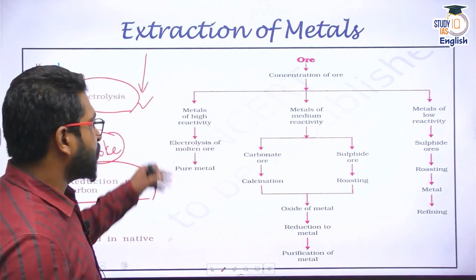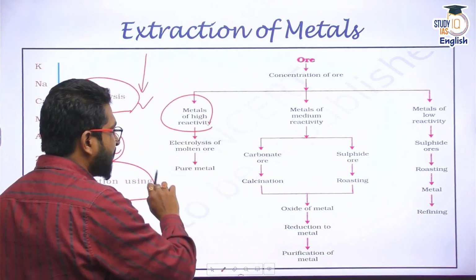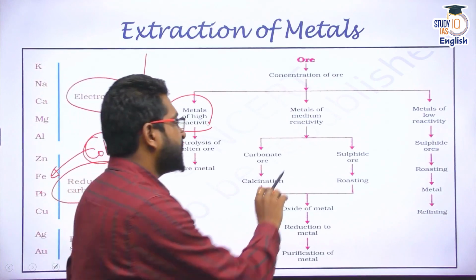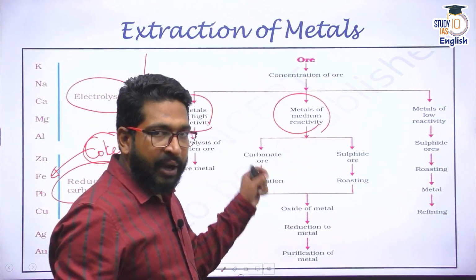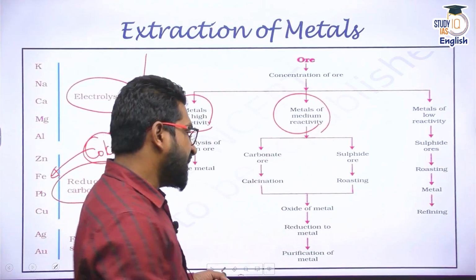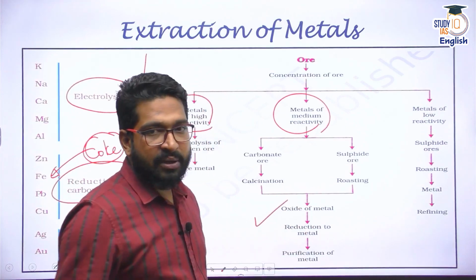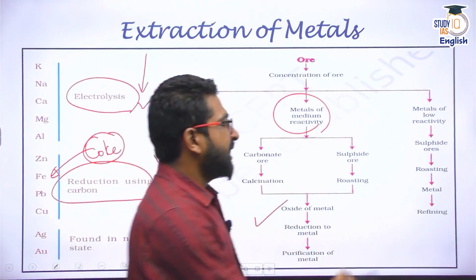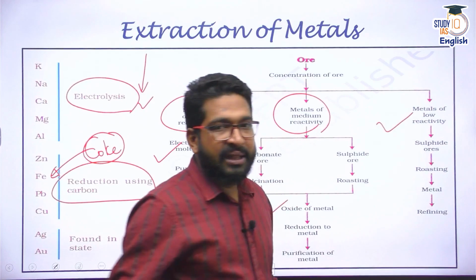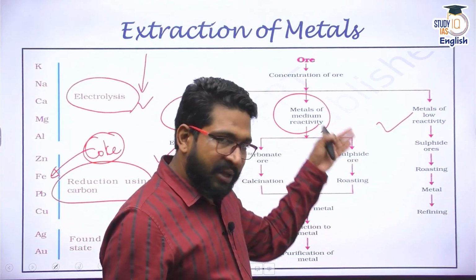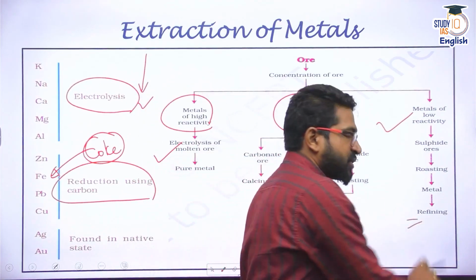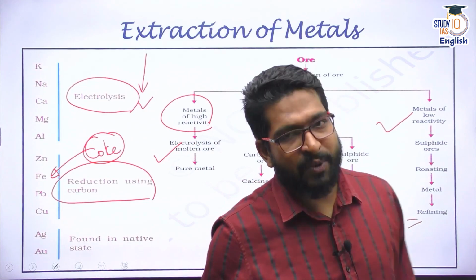So depending on the ore, if they are highly reactive, I go for electrolysis. If they have medium reactivity, I look at what particular ore is available, then I reduce that particular ore to its metal. And if metals have very low reactivity, then I go for roasting or calcining and then ultimately refining. So let's look at this process one by one.